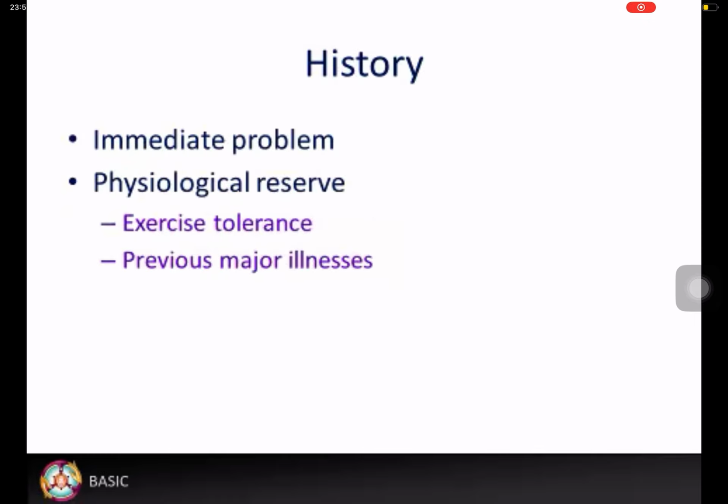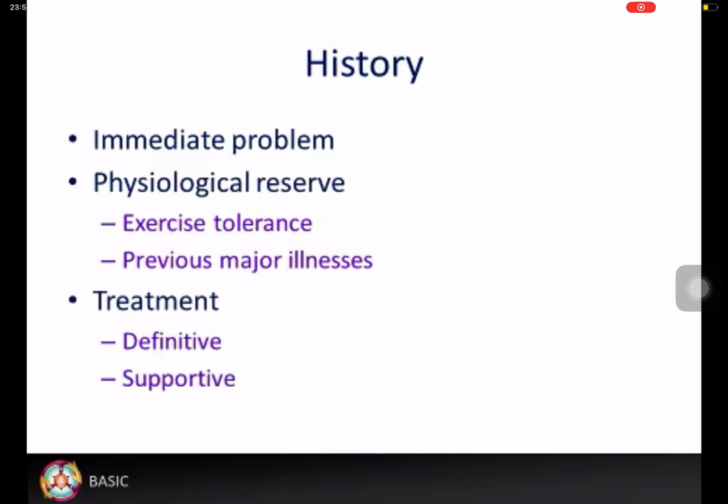Ultimately, a comprehensive history should be obtained, but initially, history taking should concentrate on the immediate problem and on physiological reserve, especially cardiopulmonary reserve. This can be estimated from exercise tolerance and by asking about previous major illnesses. Remember, when you ask about exercise tolerance, it is not enough just to ask how far a patient can walk without stopping. You also want to know how fast and why she or he stops.